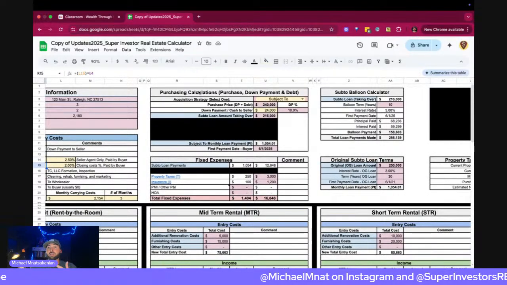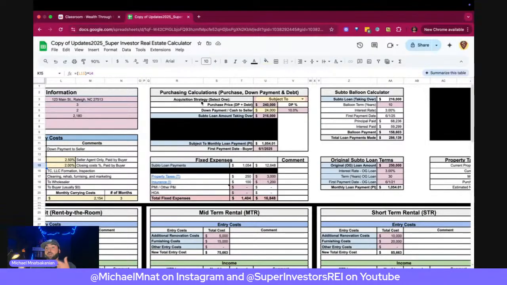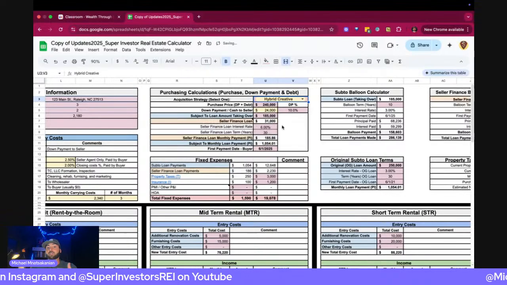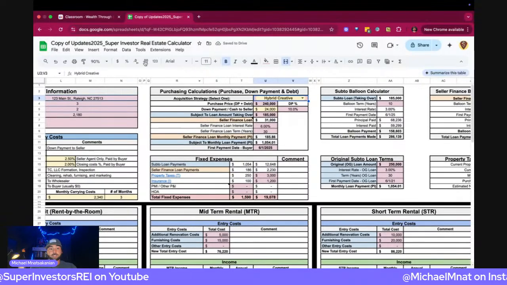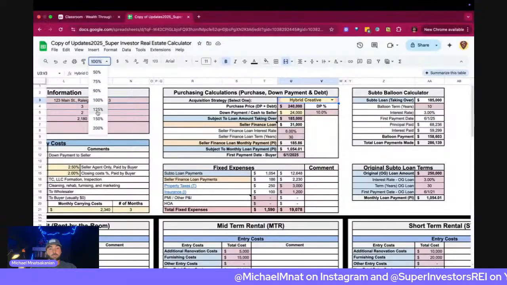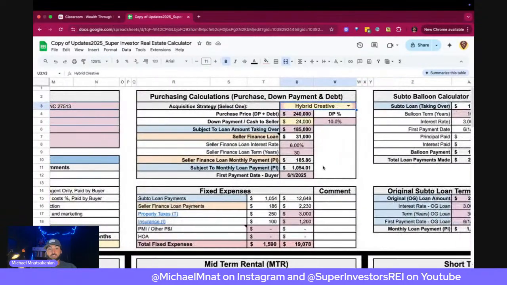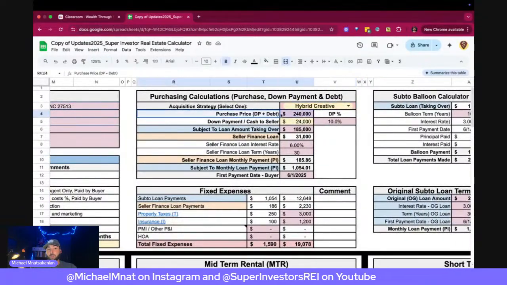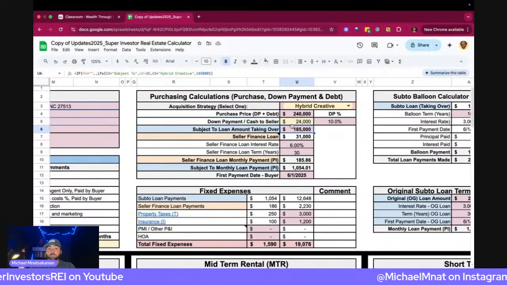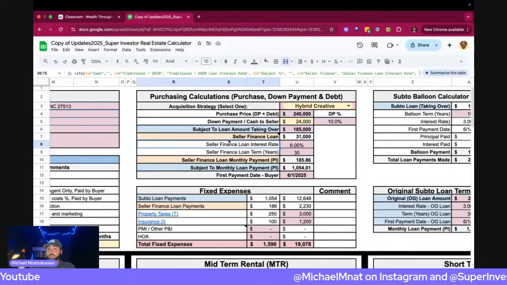Next, this is like the magic of this calculator that really no one else can match: you can determine the various ways that you want to acquire this property. So for example, you can buy this thing as a hybrid creative deal, which means, let's zoom in even more, perfect, you're going to have the property value. You're going to pay some money to the seller. You're going to take over some of the existing loan subject to, and then the remainder is being seller financed. You can do all of that in this calculator.